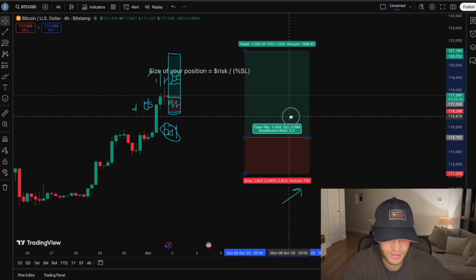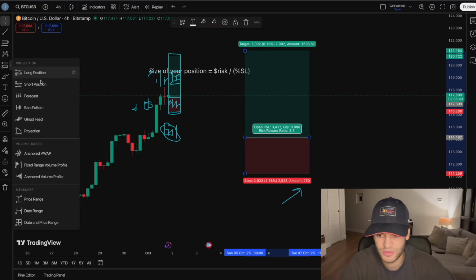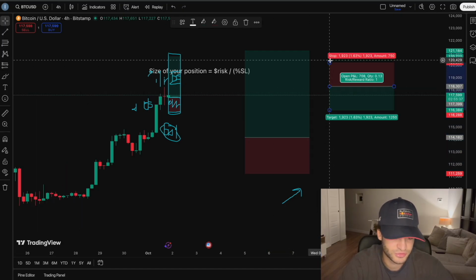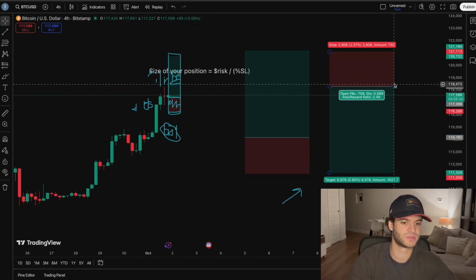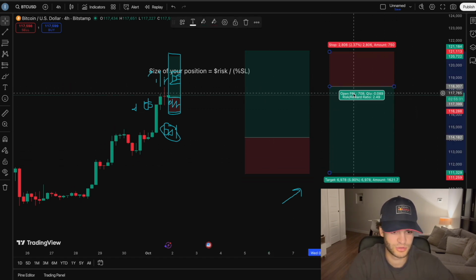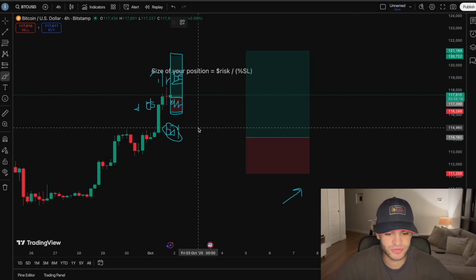Now, of course, this is for longs, and then you have the same thing for a short position. This should be very logical. I don't think I need to explain. Long, short. So what else is important to mention?